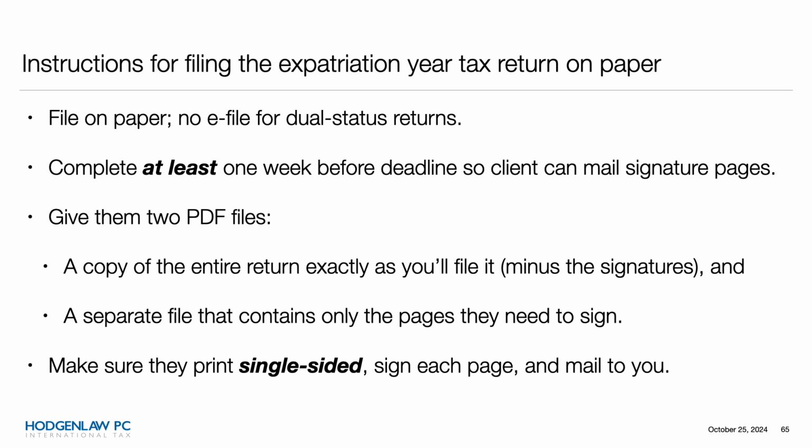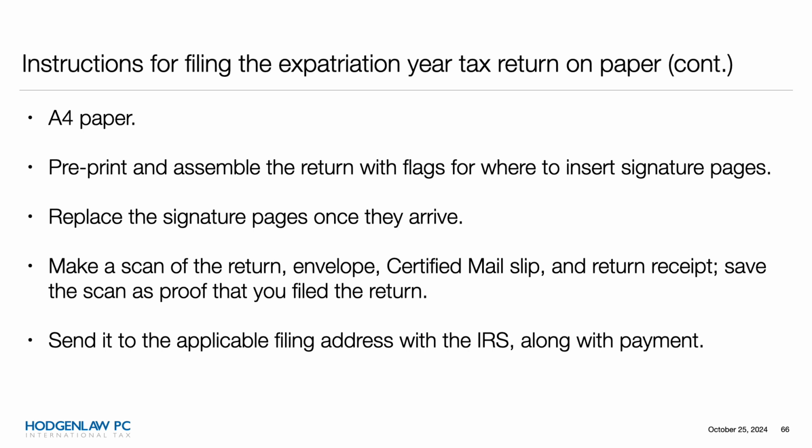What I do is I give them 2 PDF files. I give them a copy of the entire return exactly as I would file it, minus the signatures, and then a separate file that contains only the pages they need to sign. I have them print out that signature pages file, single-sided, have them sign each page and mail it back. Keep in mind that a lot of people use A4 paper outside the US, so you may want to have some A4 paper in your office so you can put everything together on the same size paper.